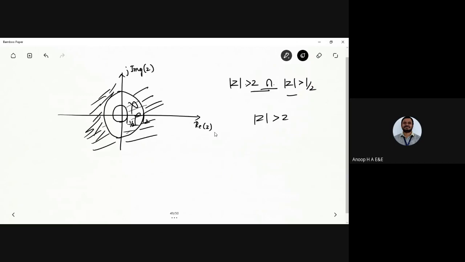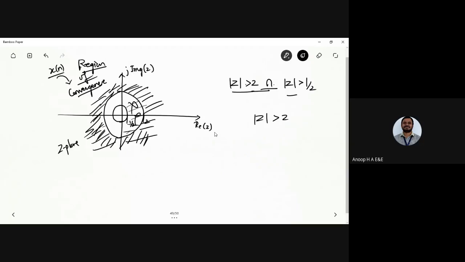If I have the intersection done, this would be the z plane, and for mod z greater than 2, I can have this region. So I have one more ROC, which is mod z greater than 2. I can have the entire z plane written here. This is how I can express the signal x of n and write its region of convergence, the ROC.